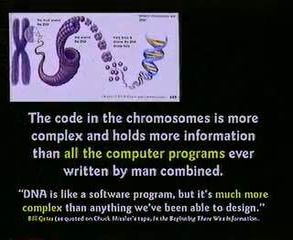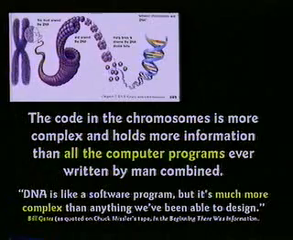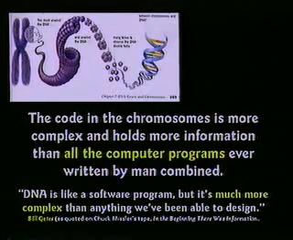But the genetic structure is incredibly complicated. They say that the code in the chromosomes is more complex and holds more information than all the computer programs ever written in the history of humanity combined. Incredibly complicated. Bill Gates, founder of Microsoft, said DNA is like a software program, but it's much more complex than anything we've been able to design. Now, when they design a software program, how frequently do they encounter a glitch or a problem? Do any of you work with computers at all? You ever seen a computer have a glitch where the program doesn't work? All the time, right?